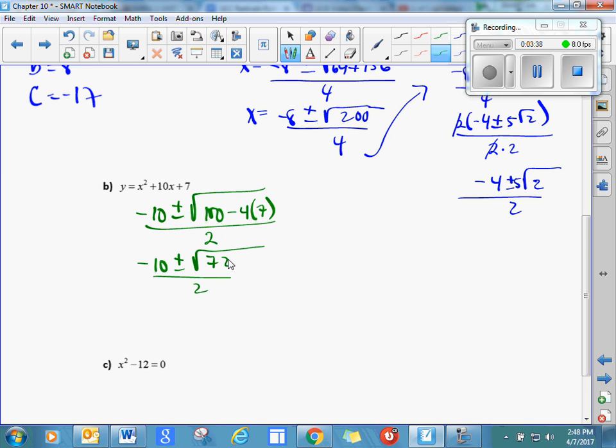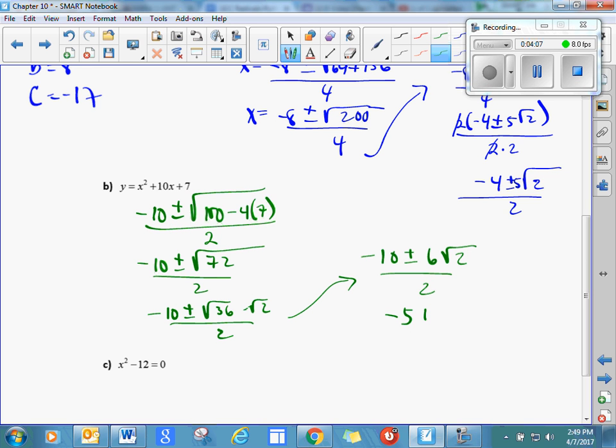And 72 is 36 doubled. So if I write it like this, square root of 36 times radical 2 over 2, it cleans up where the 6 comes out, radical 2, all over 2. And once again, if you can see that 2 goes into both 10 and into 6, you can just go to your answer, which is -5 plus or minus 3 radical 2.